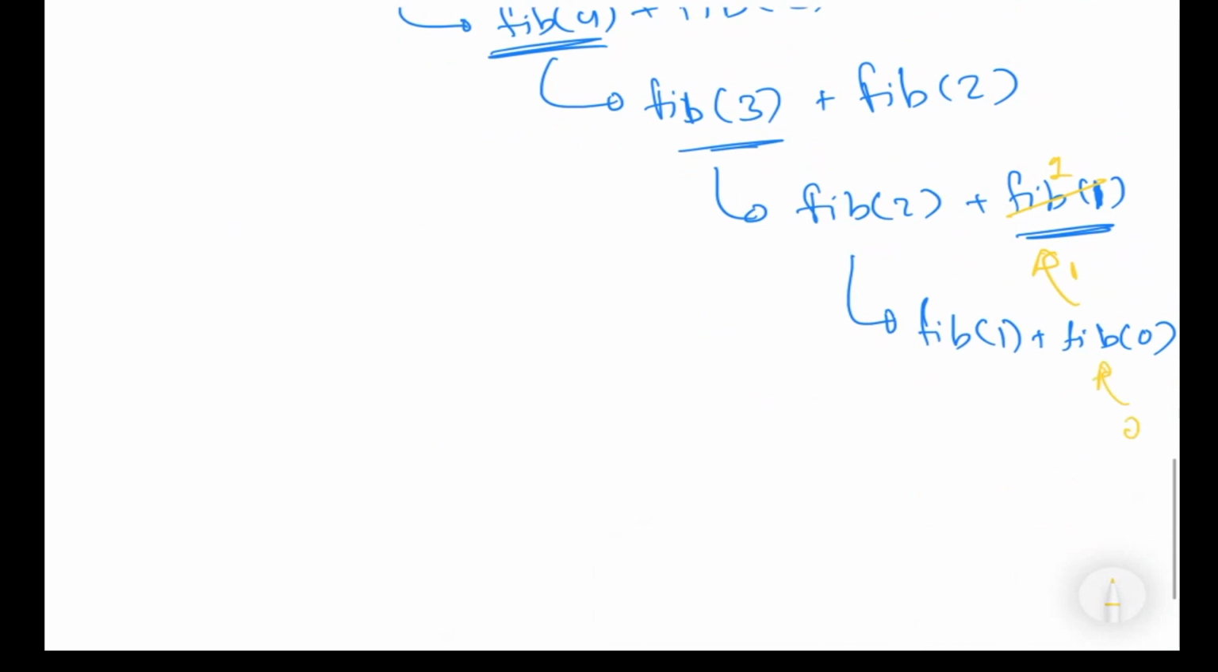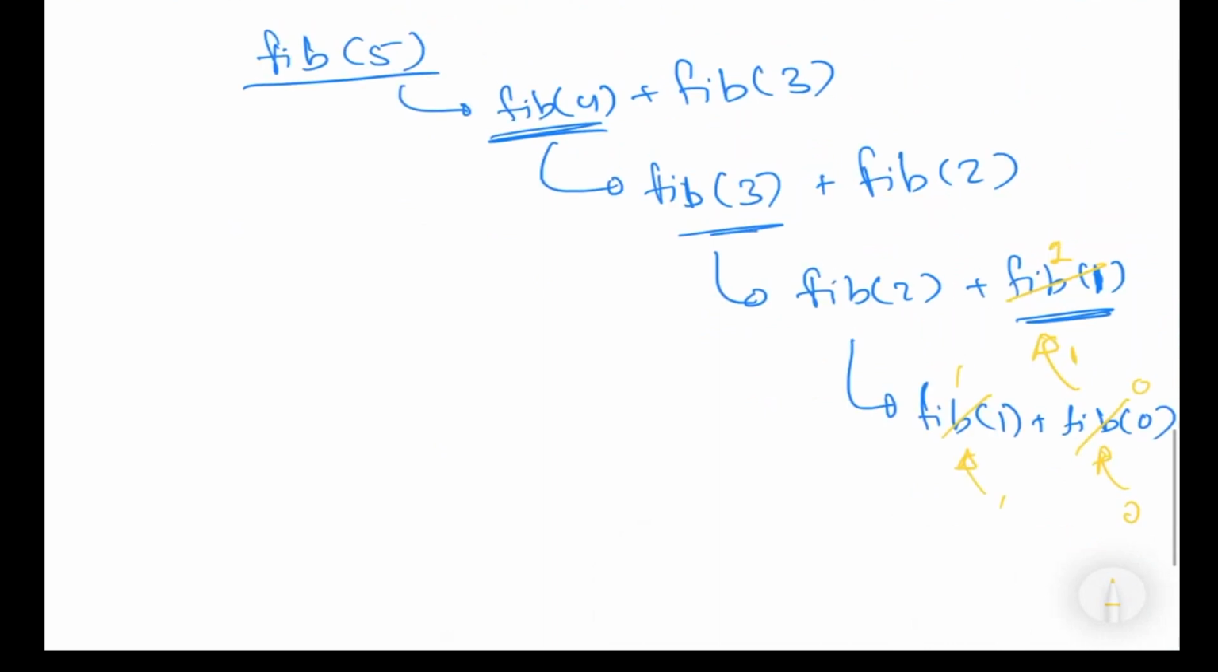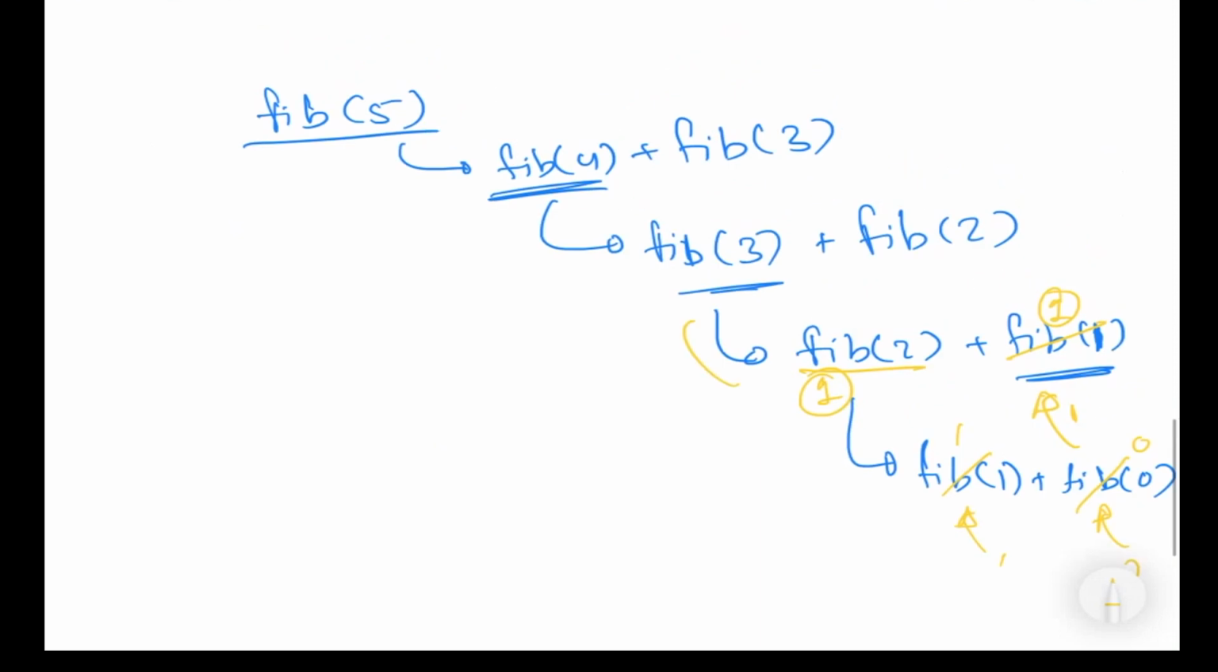And Fibonacci 0 will return 0, base case. Fibonacci 1 will return 1, base case. Fibonacci 2 is nothing but 1 plus 0, so it will be 1. And Fibonacci 3 is nothing but 1 plus 1, so it will be 2.